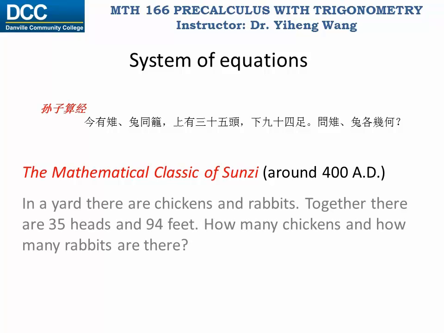Here is the translation of the problem. In a yard, there are chickens and rabbits. Together, there are 35 heads and 94 feet. And the question is, how many chickens and how many rabbits are there?